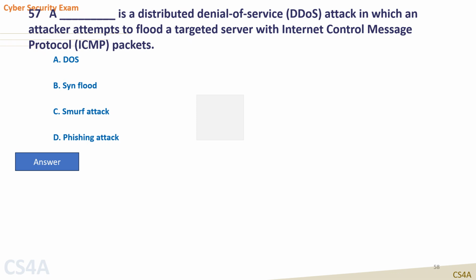So here the question is, DDoS is a distributed denial of service attack in which an attacker attempts to flood a target server with Internet Control Message Protocol packets. The options are DOS, SYN flood, smurf attack, and phishing attack. DOS is not the correct one. SYN flood is also not related. Smurf attack is the related one. Phishing attack is not related to ICMP packets. So option C is the correct one.